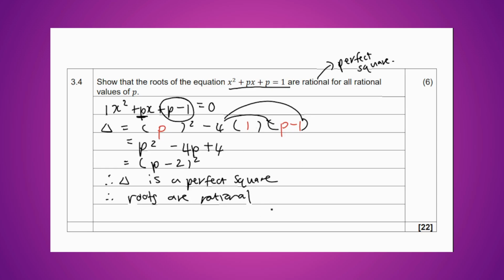Okay, this is very important. You cannot just stop there. You have to make a conclusion. You have to say the roots are rational because it's a perfect square. It doesn't have to be underneath one another like that. You could have said, therefore the roots are rational because the delta is a perfect square.